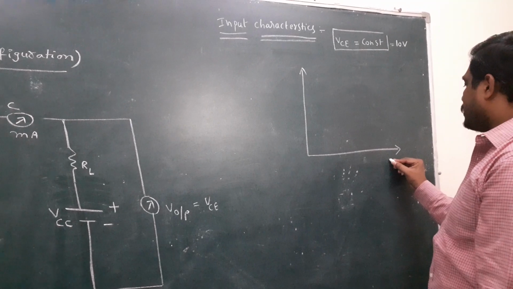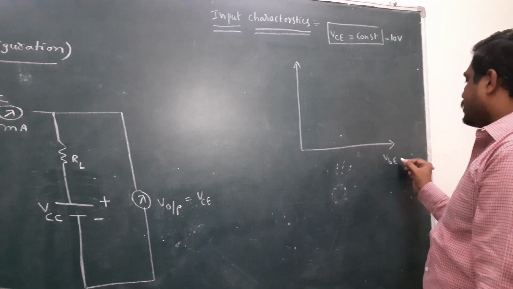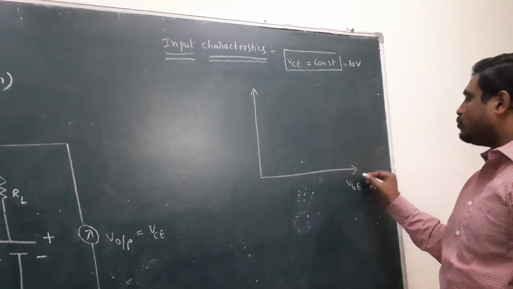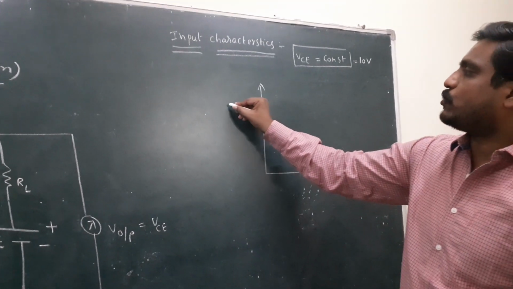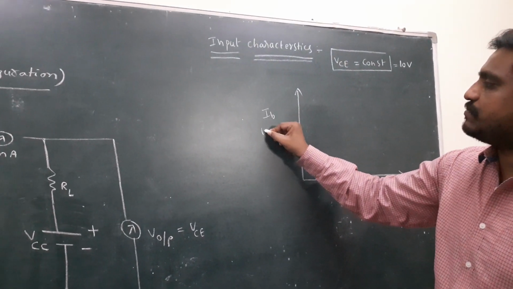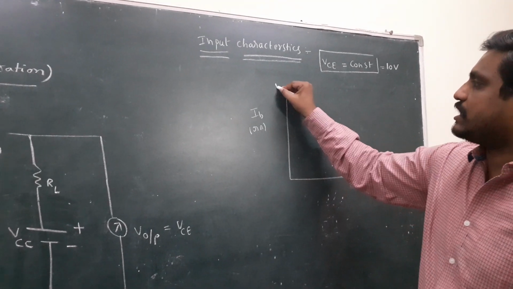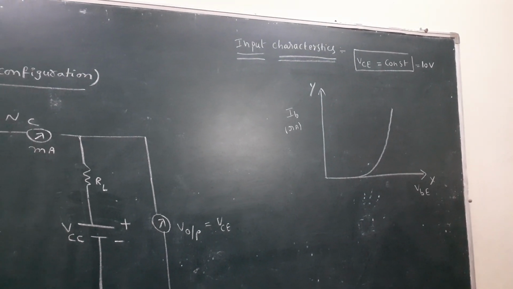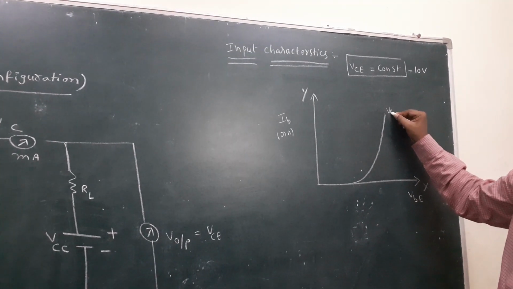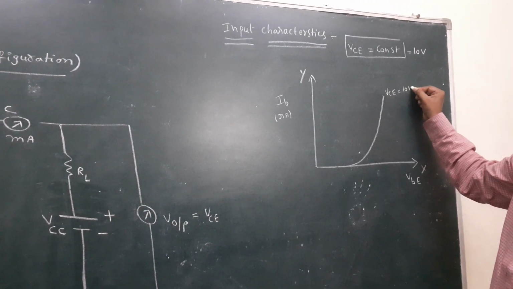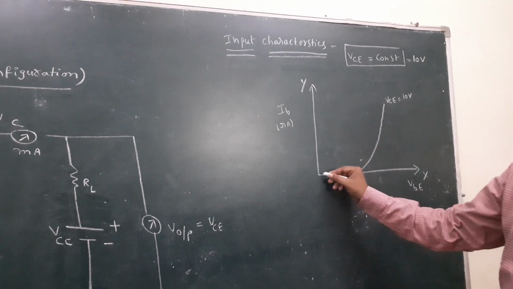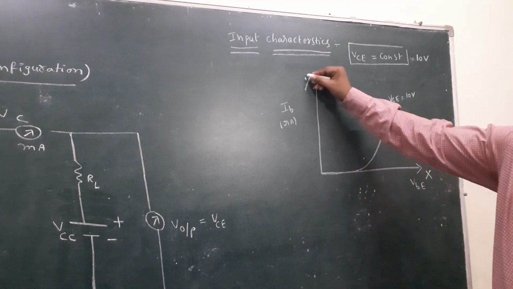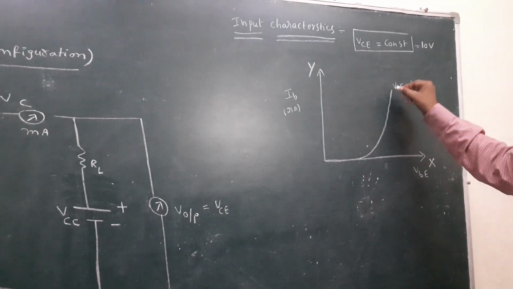Here I take input voltage Nana. It is connected base to emitter, so this input voltage is taken as the x-axis. Input current, the base current, is measured in microamperes. This can be taken as the y-axis. This is the graph Nana. According to this graph, VCE is fixed, that is 10 volts. This is the x-axis and this is the y-axis. This is the experimental graph.